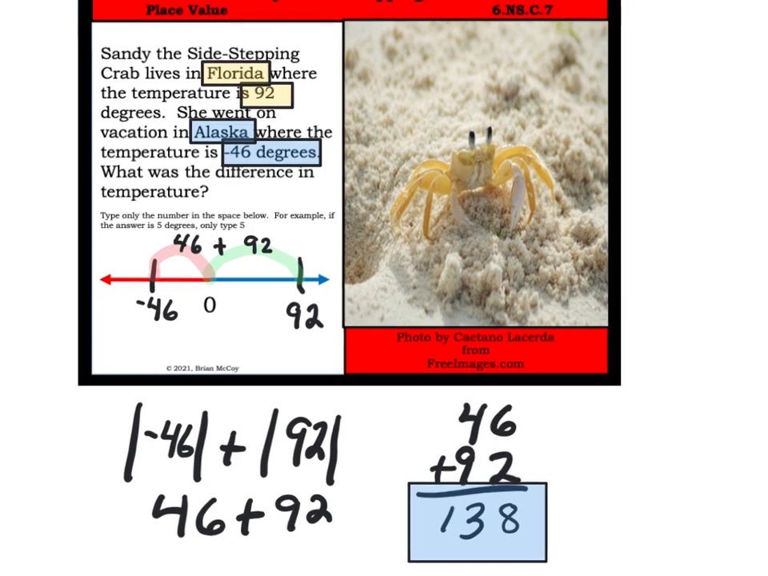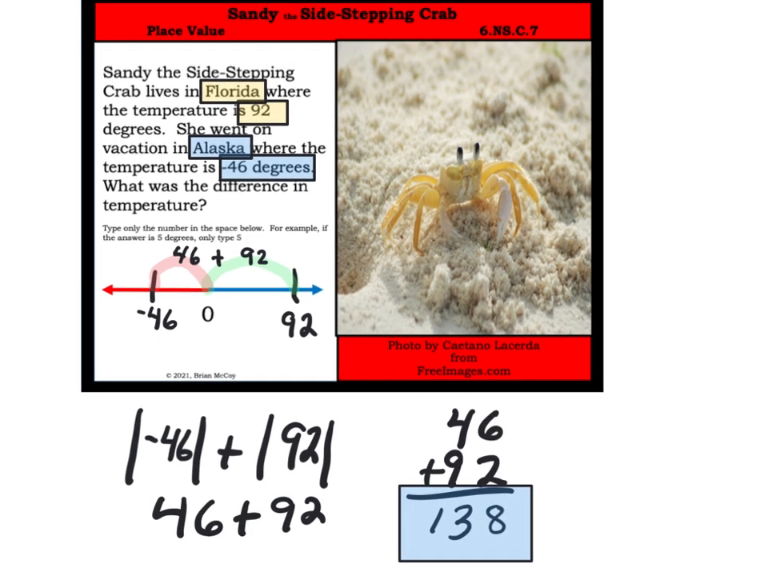So what is the difference in temperature from Florida to Alaska? Well, Sandy the Sidestepping Crab could tell you that it's a big temperature change. It is 138 degrees change in temperature.